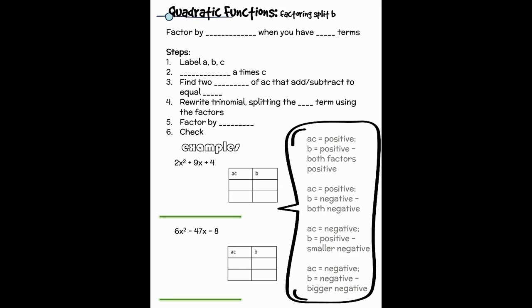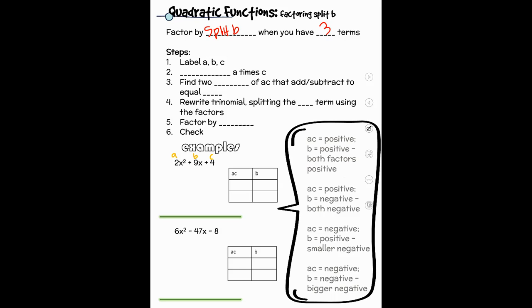So factor by split b when you have 3 terms. So we're going to label our a, b, and c. Let's do that with this example. Remember, a, b, c.